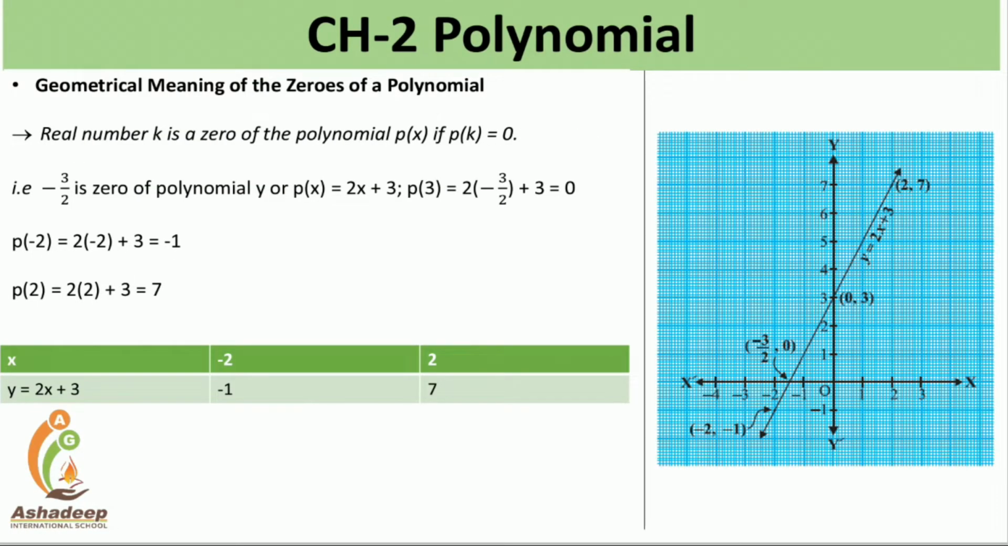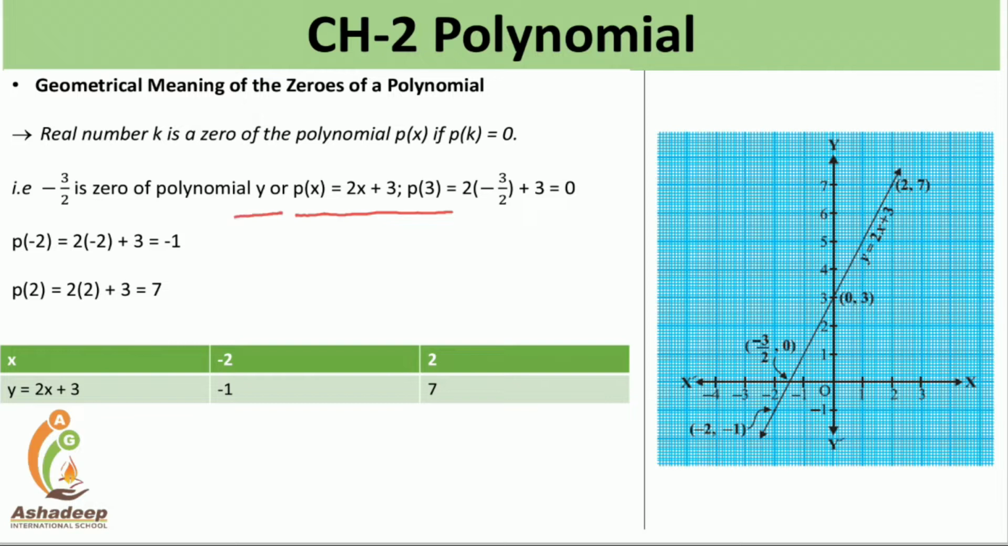Geometrical meaning of degree of polynomial. So what is the geometric meaning? Before we start, let's see one definition. A real number k is the zero of the polynomial p of x if p of k equals 0. Now what does it mean? Let's understand with an example. Here we have the polynomial p of x equals 2x plus 3.